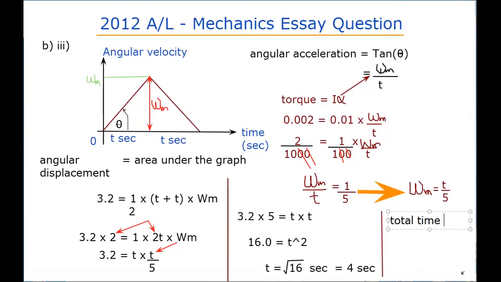Total time is 2 times T. T is 4, and 2 times T is 2 into 4, which means 8 seconds. So I have written almost all the steps because I just wanted all of you to understand the question. I was not in a hurry when I was discussing frictions. Completed here. So this is the complete answer for B, Roman number 3.